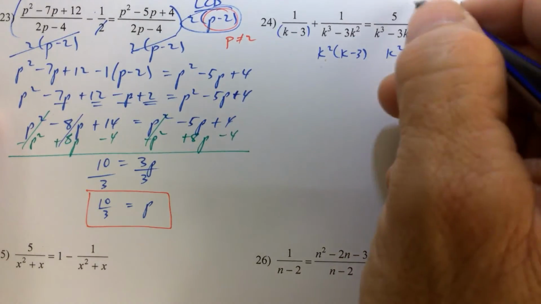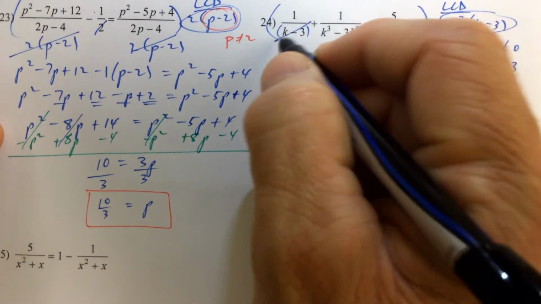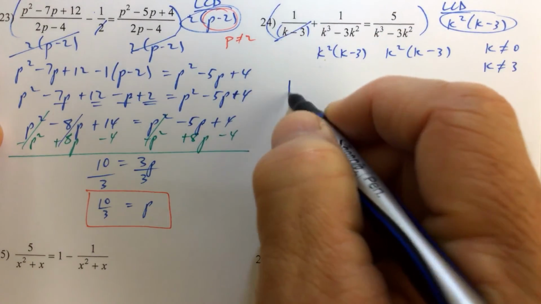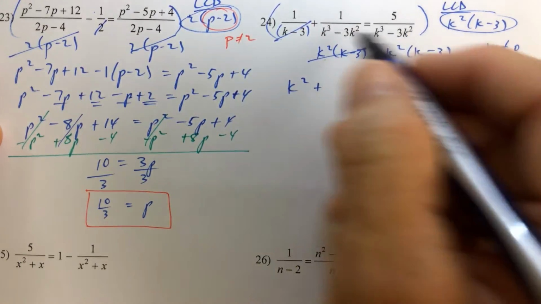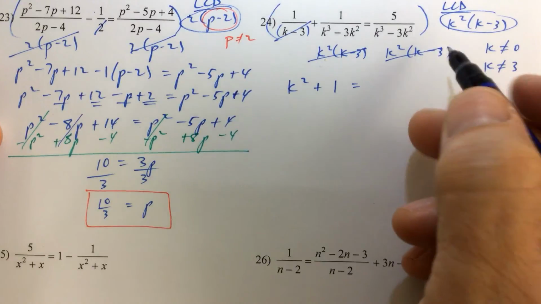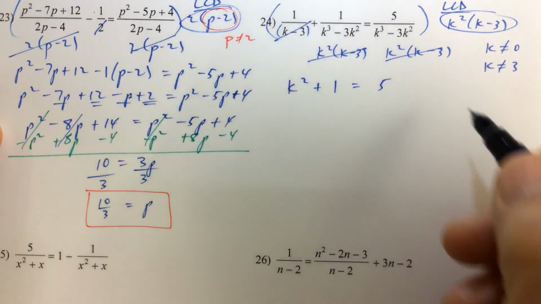When we multiply both sides of this equation by that lowest common denominator, we can see this k minus 3 cancels, and so we're left with k squared times 1. And then the entire denominator cancels, and so we have 1 times 1. And then over here, same thing. The entire denominator cancels with the LCD, so we're left with 5.